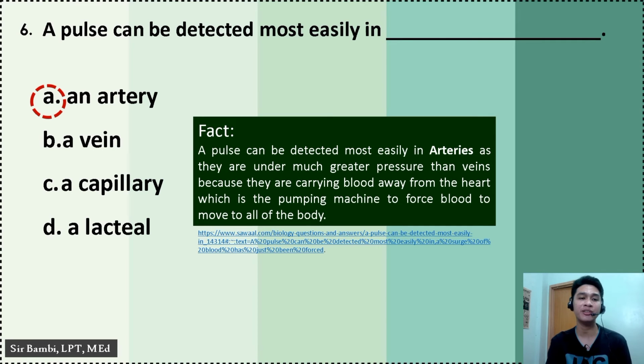An artery. A pulse can be detected most easily in arteries as they are under much greater pressure than veins because they are carrying blood away from the heart, which is the pumping machine to force blood to move to all of the body. Every time the heart contracts, it can be felt in an artery where a surge of blood has just been forced.